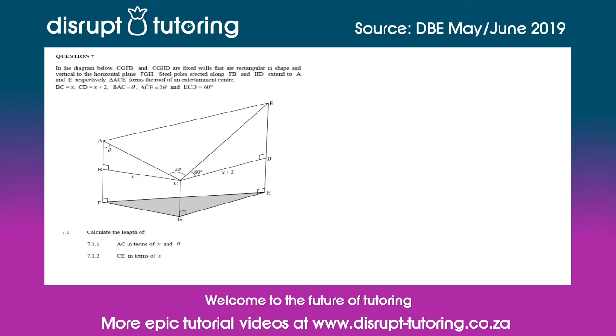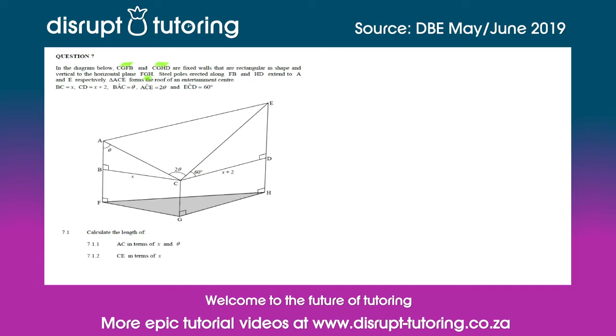Today we're doing question number 7 from the DBE 2019 Maths Paper 2. It is another trigonometry question, and it deals with some 3D trig. And they've given us a diagram with two rectangles, CGFB, and then another one is CGHD, and they are fixed walls of a rectangular shape on and the vertical to the horizontal plane FGH.